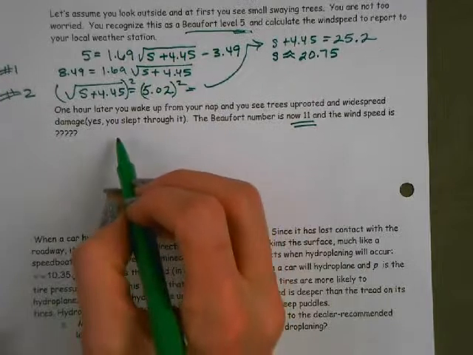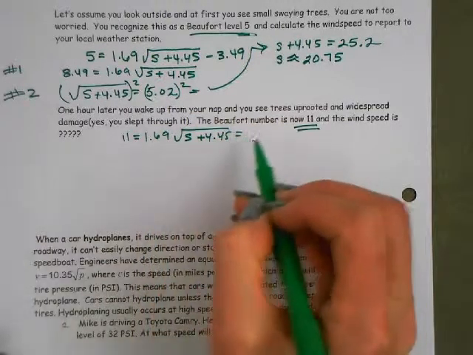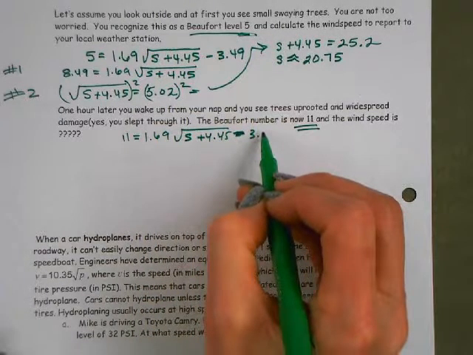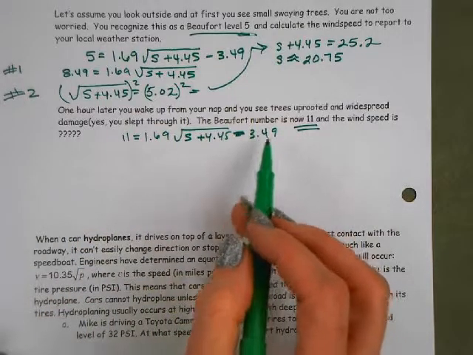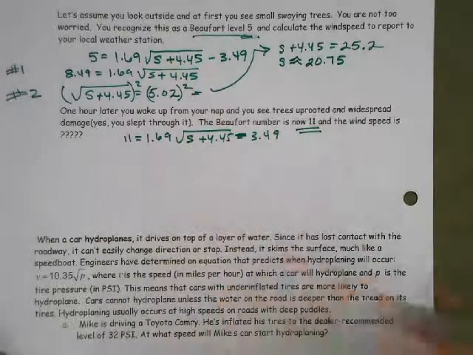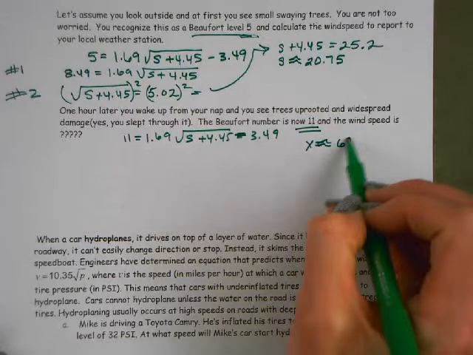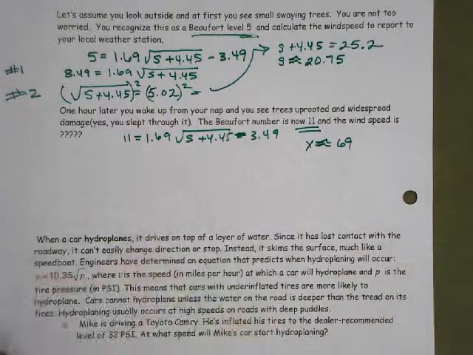So all you would do is do the 11 equals the 1.69, the square root of S plus 4.45, minus 3.49. And then you bring the 3.49 over, so you have 14.49, then divide by 1.69, and then square both sides. So you get approximately 69. It's in that area, a little above, a little below. So questions on that, and how we got that?